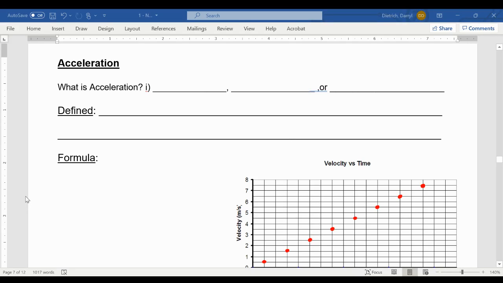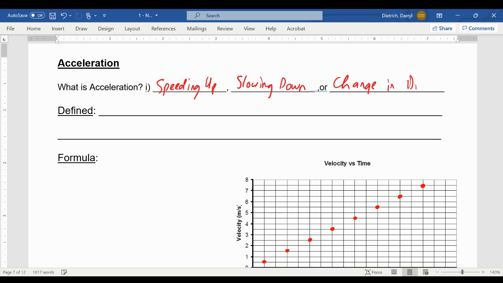Welcome back, folks. In this video, we'll be talking about acceleration: what it is, we'll define it, look at a formula for acceleration, and then solve some problems that pertain to acceleration. So first of all, what is acceleration? Acceleration is just a speeding up, slowing down, or a change of direction. You've experienced all of these things.